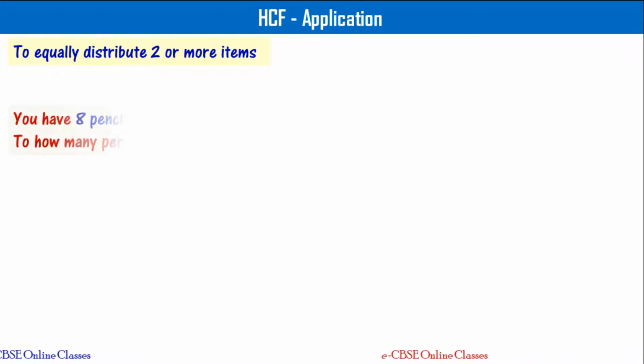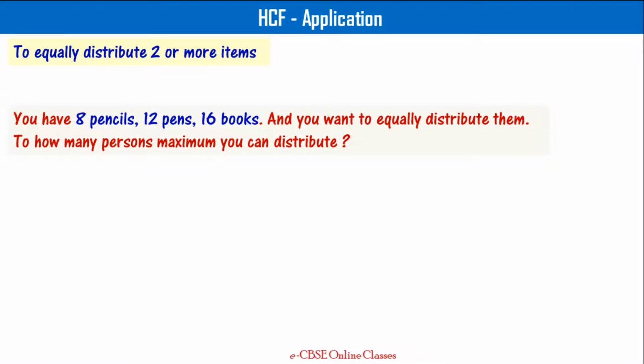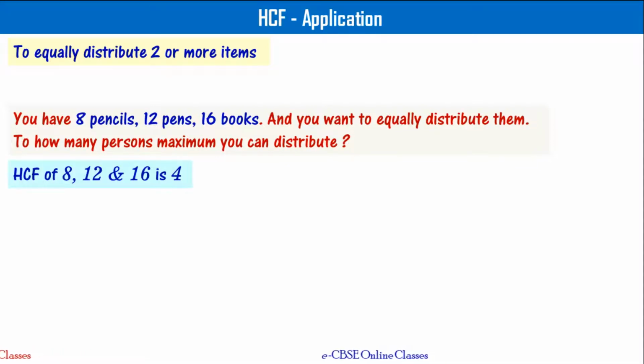If you want to understand further, HCF can be used to equally distribute two or more number of items among various people. For example, you have 8 pencils, 12 pens, and 16 books, and you want to equally distribute them. The question is to how many persons maximum you can distribute. For that, you see what is the HCF of 8, 12, and 16, that is 4. If you don't understand, write factors for number 8, number 12, and number 16 and see what are the common factors and then find highest common factor of all those numbers. That is going to be 4.